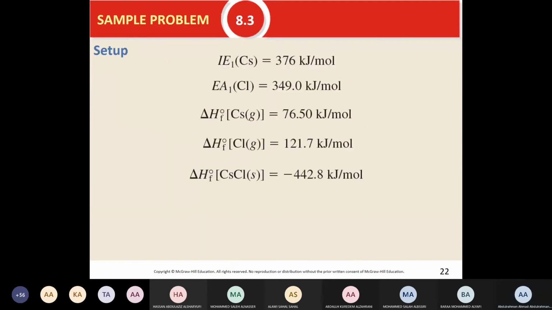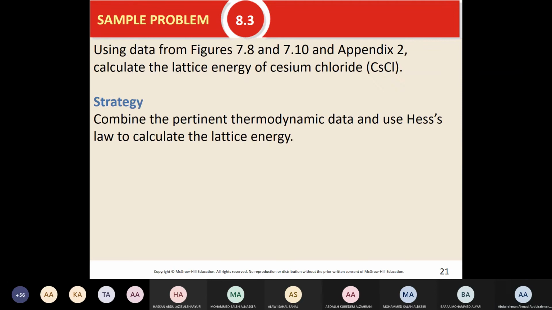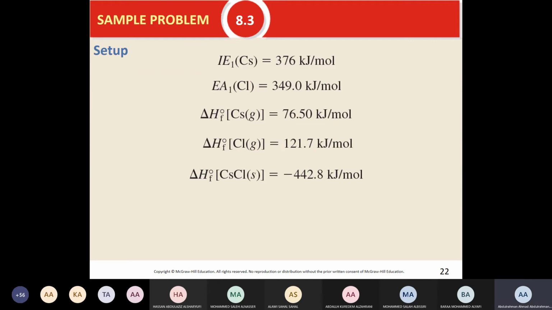So, Doctor, let's do this problem. I'm sure we can solve the problem like this. Okay, if you are given these values, we're going to do cesium fluoride now. What's this value? Ionization energy of Cs. Write the reaction for the ionization energy of cesium. What's the reaction? Cesium.